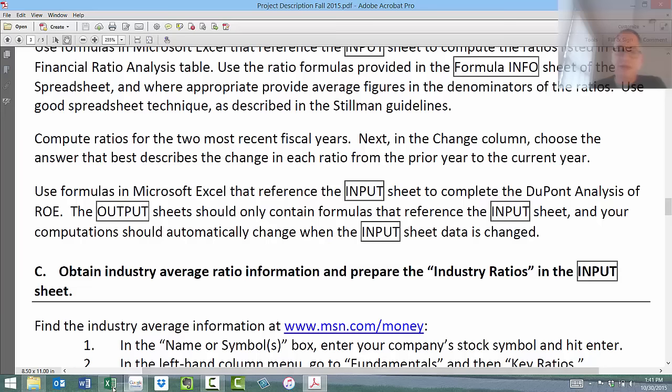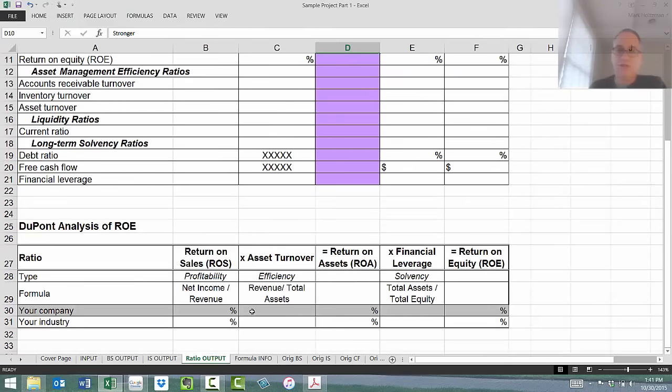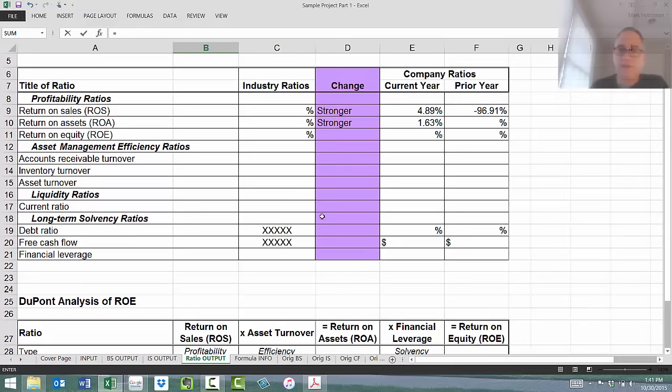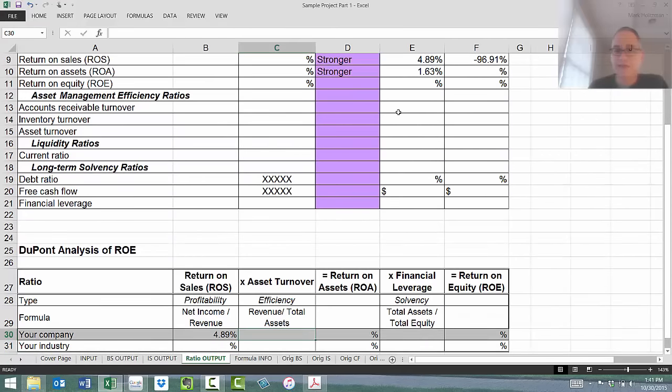So to do your DuPont analysis, all you need to do is plug the numbers in from above. So return on sales, you just do it for this year, not the prior year, is 4.89%. Asset turnover is what it is. Return on assets will be what I just calculated here, 1.63%.